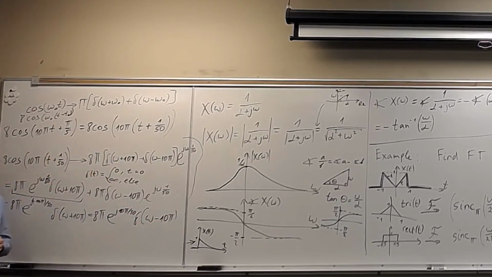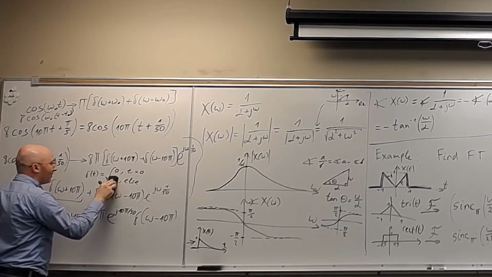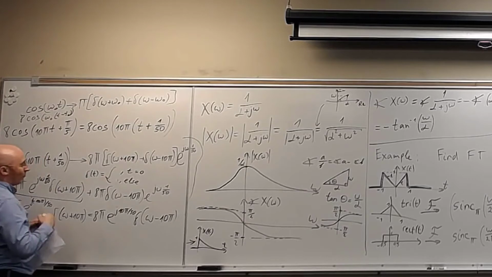Isn't the delta t supposed to be infinity at 0 and 0 everywhere else? Yes. Isn't it backwards? Infinity at 0? Yes. That's the definition. Okay. Sure. I'm wrong. You're right.